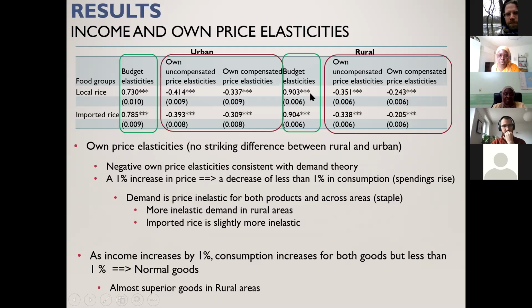However, we see here that for rural areas, the income elasticities are higher. It is almost like a superior good in rural areas, and this can be explained by the fact that in rural areas, households historically consume traditional cereals such as millet, maize, sorghum, and so on. So as they get richer, they start consuming higher standard goods. Rice can be considered quite a high standard good, so they can start consuming it more when their income rises.